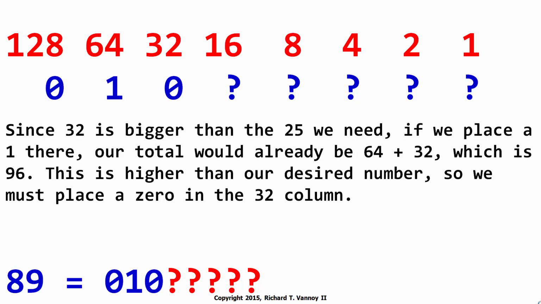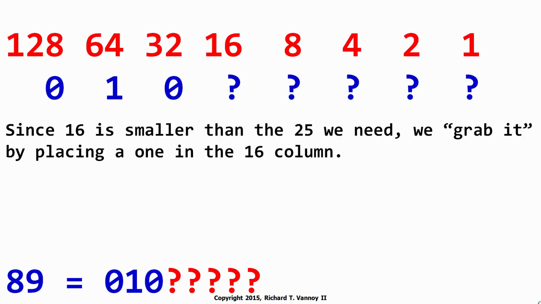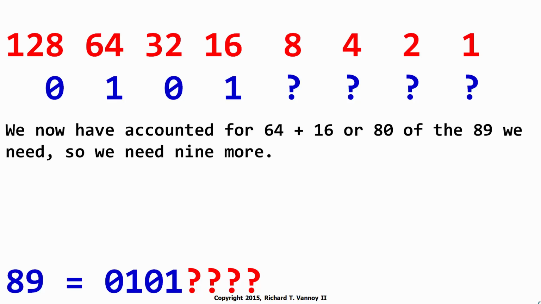Okay, is there a 16 in 25? There sure is. So we're going to need to grab a 16 to take care of our remainder of 25. So we do that. So we put a 1 in the 16 column. Well, we needed 25. We just grabbed 16, right? So what's left? When we do the subtraction, we need 9 more. So we continue this process until we get to no more leftovers in our number or we get to the end of the number, and everything should work out.